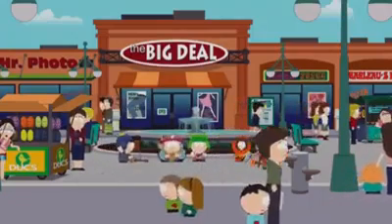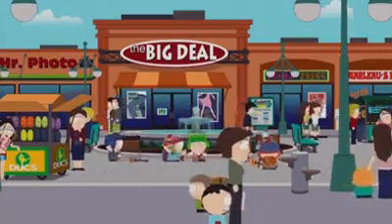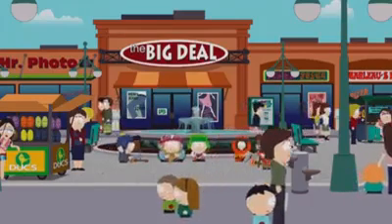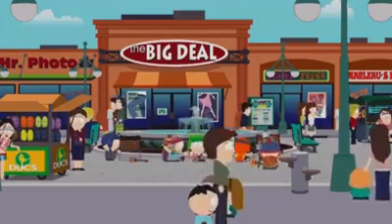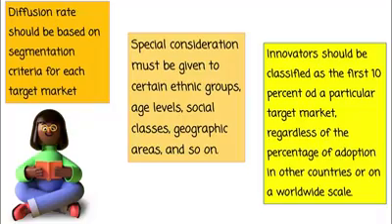As explained by the International Product Life Cycle concept, a new product is not adopted at the same time or at the same rate in various countries. Diffusion rate should be based on segmentation criteria for each target market. Special consideration must be given to certain ethnic groups, age levels, social classes, geographic areas, and so on. Innovators should be classified as the first 10% of a particular target market, regardless of the percentage of adoption in other countries or on a worldwide scale.